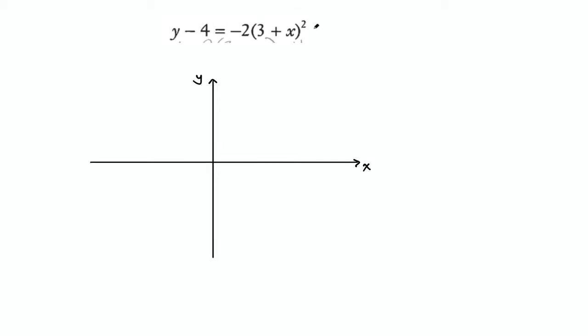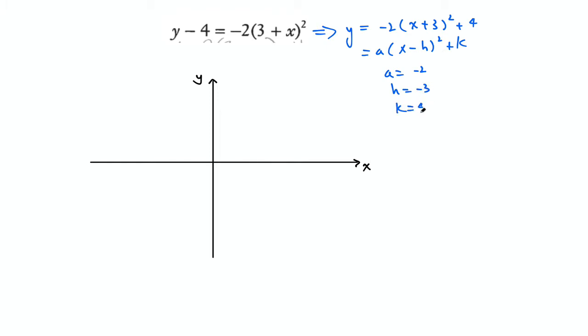So if I isolate for the y, what I end up getting is y is equal to minus 2, let's switch these two positions together. So I get this. And then moving this to the other side, I get plus 4. So now we're in the form of a (x minus h) squared plus k, where a is minus 2, h is minus 3, and k has to be 4.